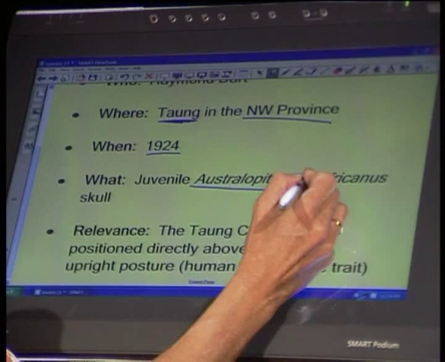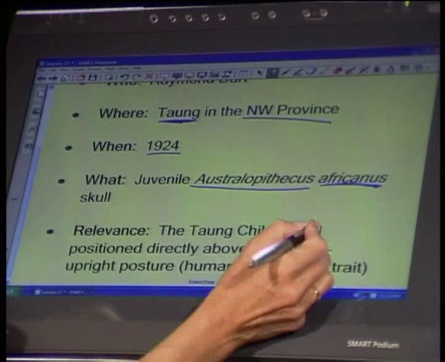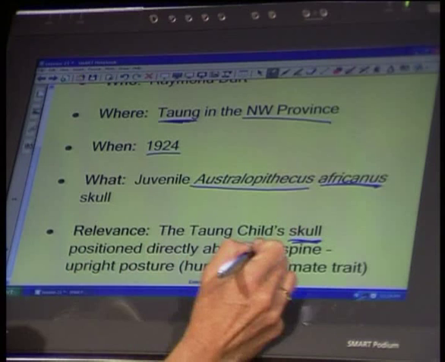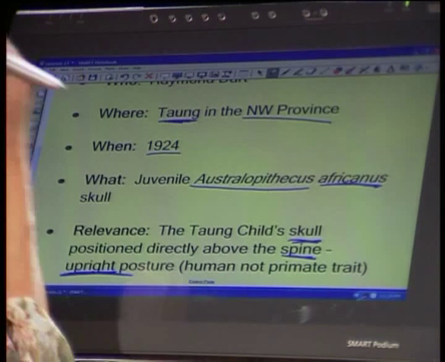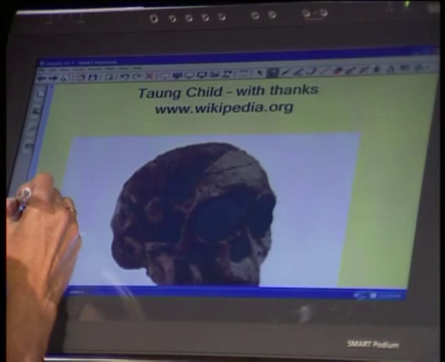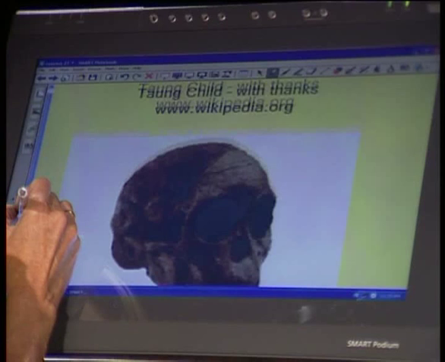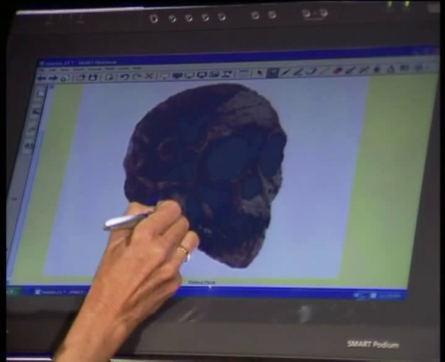And the relevance is that the Taung Child's skull was positioned above the spine. That means that it was starting to walk upright, and that is a human trait. All right, so that's why we like the Taung Child. Now there's a picture of the Taung Child skull, and if you look here, the foramen magnum moves more or less towards the middle, which means that it had an upright position.